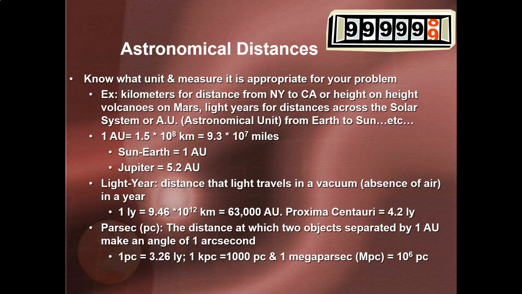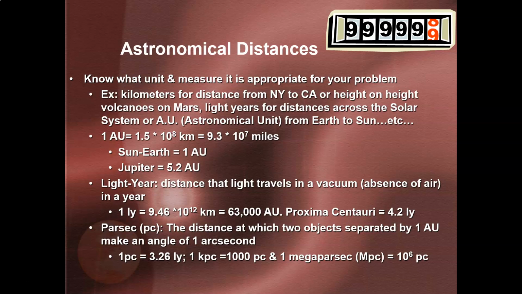So what do you think is easier? Do you think it's easier to remember that 9.3 times 10 to the 7 miles equals 1.5 times 10 to the 8th kilometers? Or do you think it's easier to remember that the distance from the Sun to the Earth is 1 AU, and the distance to Jupiter is 5.2 AU? Well, I think it's much easier to do calculations with the smaller numbers like 1 or 5.2.